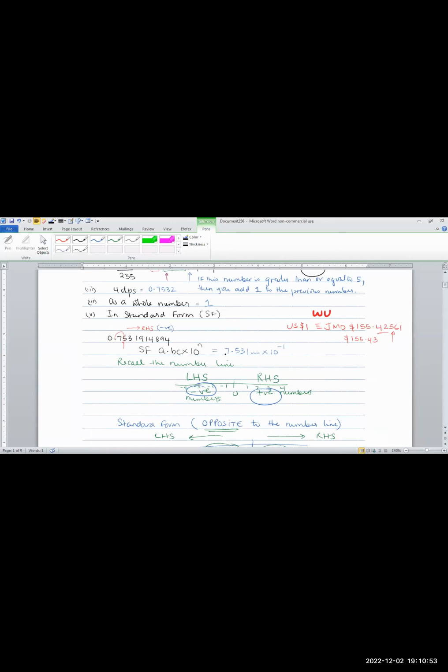So I can have 1, 2, 3, 4, 5, 6, 7, 8, 9. But I cannot have a double figure. I cannot have a double digit. If I have a double digit, that's not standard form. I must have a single digit. All right?